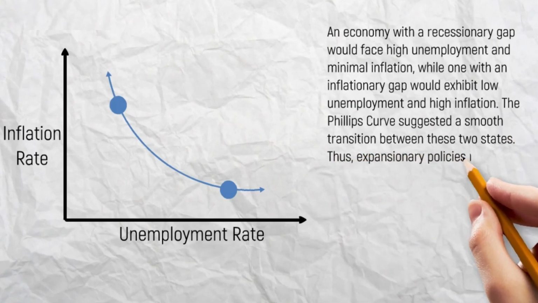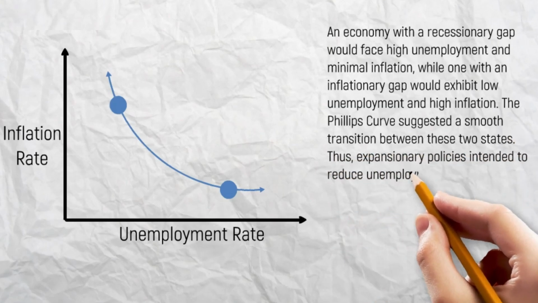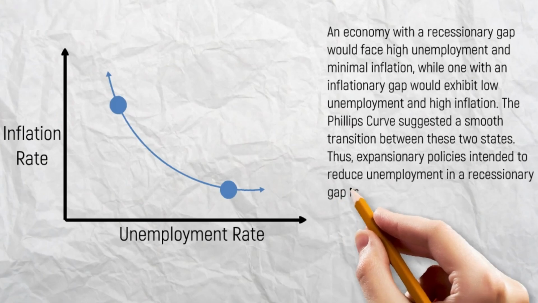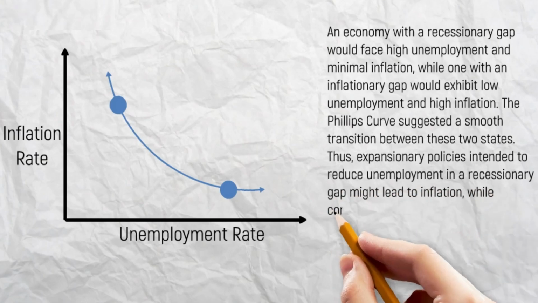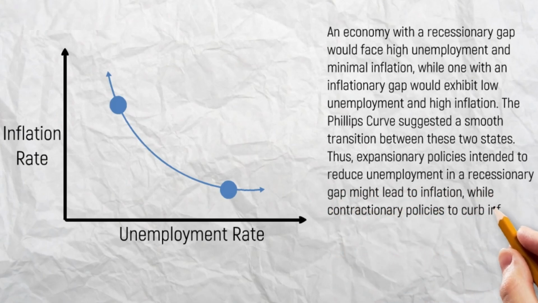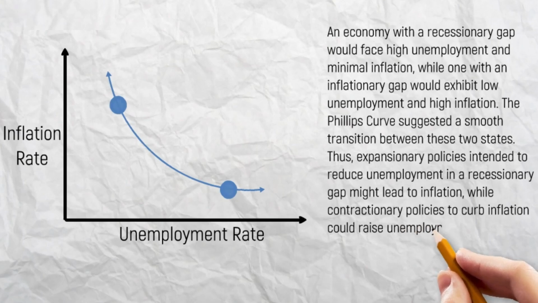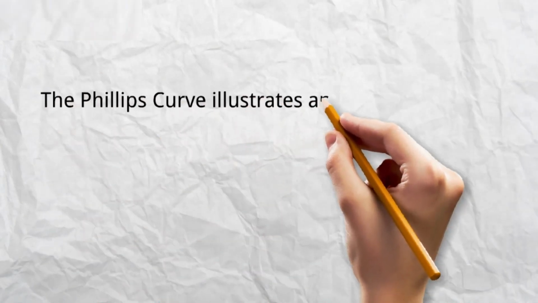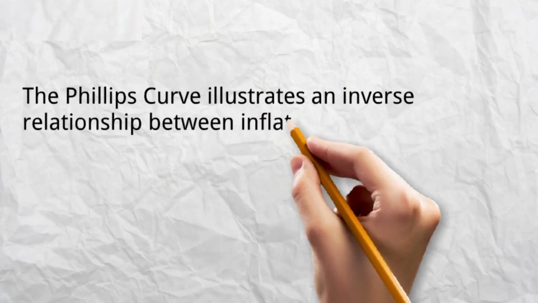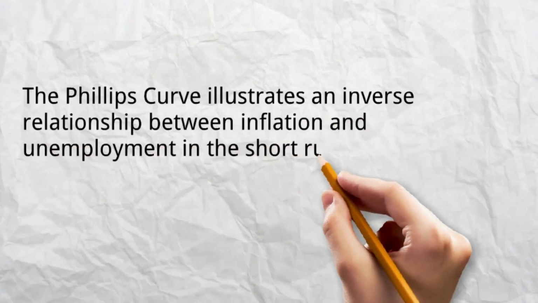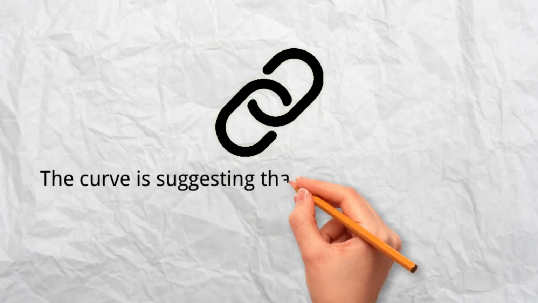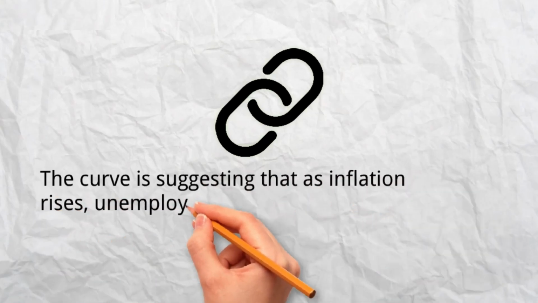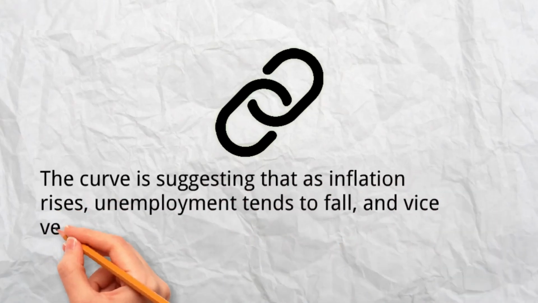Thus, expansionary policies intended to reduce unemployment in a recessionary gap might lead to inflation, while contractionary policies to curb inflation could raise unemployment. The Phillips curve illustrates an inverse relationship between inflation and unemployment in the short run. The curve is suggesting that as inflation rises, unemployment tends to fall, and vice versa.